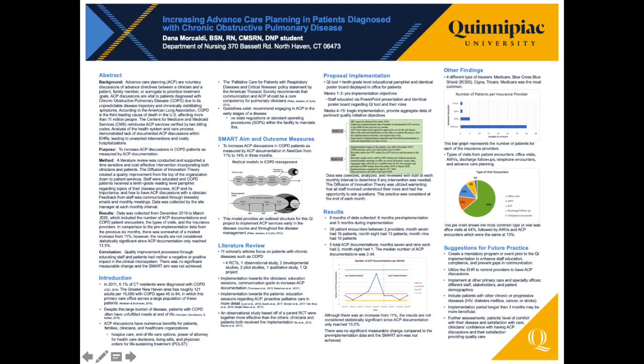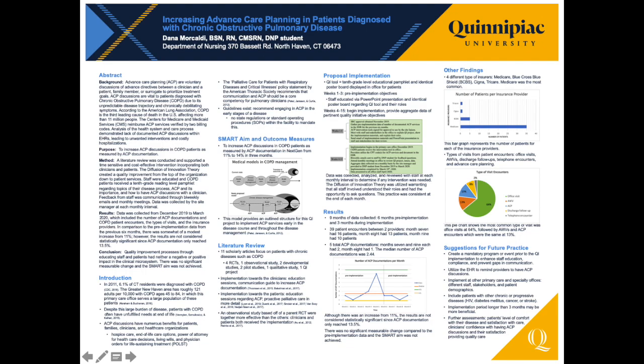The goal of this QI project was to increase advanced care planning discussions in COPD patients as measured by documentation in NextGen from 11% to 14% in 3 months. A literature review was conducted of 11 scholarly articles. The most effective was an observational study based off of a parent randomized control trial in which clinicians and patients both received the implementation. This QI project reflects this in a time-sensitive and cost-effective manner.